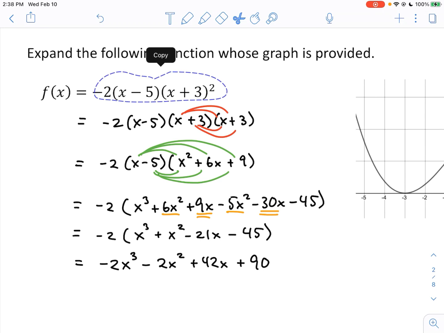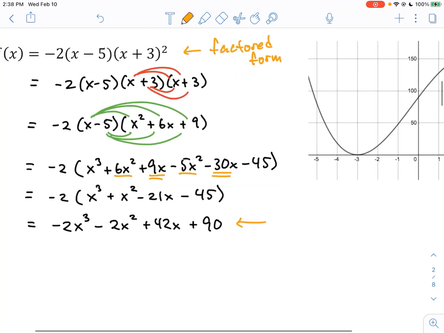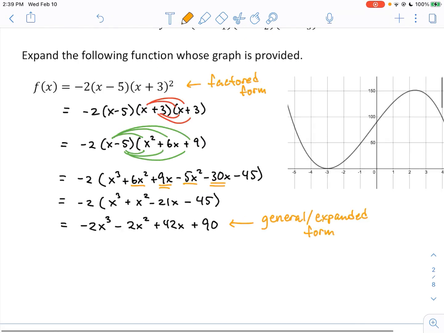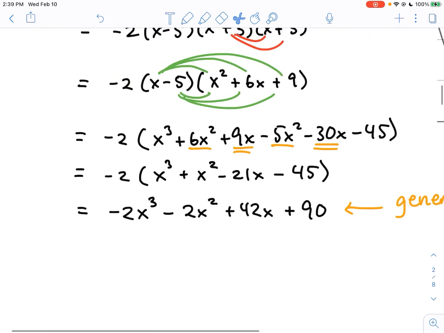This is said to be a polynomial in factored form, and then after we expand it, we're going to call this one the general or the expanded form. Notice I was careful to write in order of decreasing power. This is just convention. You put the x cubes, that's the largest, then the x squares, then the x's, and then the term that has no x's. This is called the constant term.